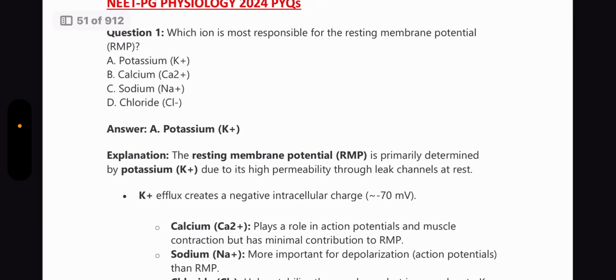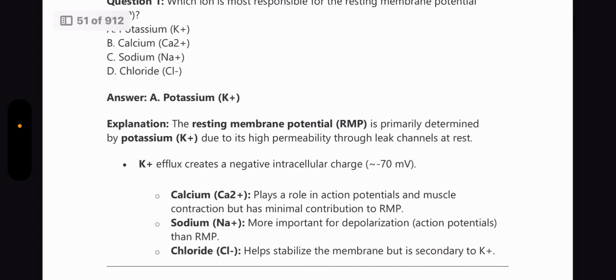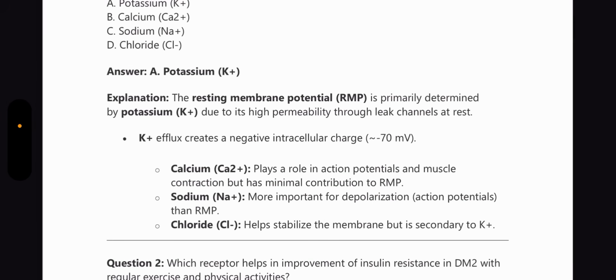And the other options like calcium plays a role in action potentials and muscle contraction but has minimal contribution to RMP. Sodium is more important for depolarization, and chloride helps stabilize the membrane, but it is secondary to potassium.